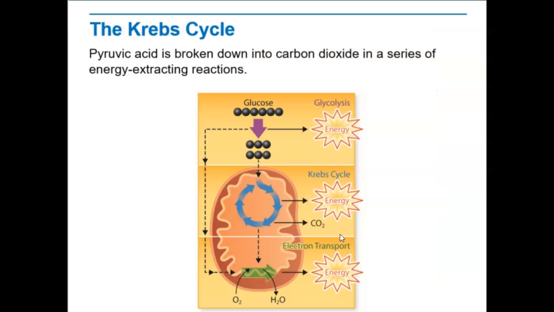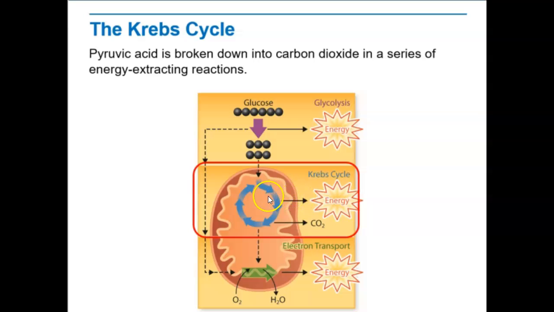Okay. So once the pyruvic acid is broken down into carbon dioxide, it goes to the Krebs cycle. And the Krebs cycle is just a series of energy extracting reactions. I'm not going to make you memorize every single step of it, but know that when you go to college and you take biology there, it's very likely that they will. So it's probably a good idea to have a basic overview of it now.